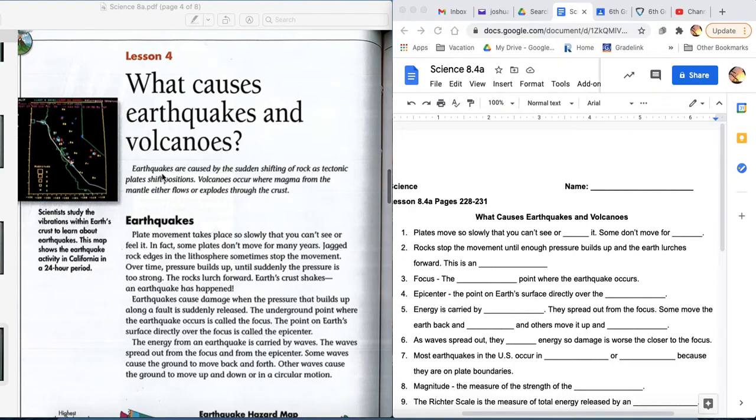The summary statement says, earthquakes are caused by the sudden shifting of rock as tectonic plates shift positions. Volcanoes occur when magma from the mantle either flows or explodes through the crust. So guys, lots of times what they're getting at with this statement is there's two different types of volcanoes. We usually picture the mountain that erupts and spews it everywhere. Mount Vesuvius would be an example of that. Mount St. Helens from the last chapter would be an example of it. But anytime there's magma flowing from the crust, Hawaii would be an example of this.